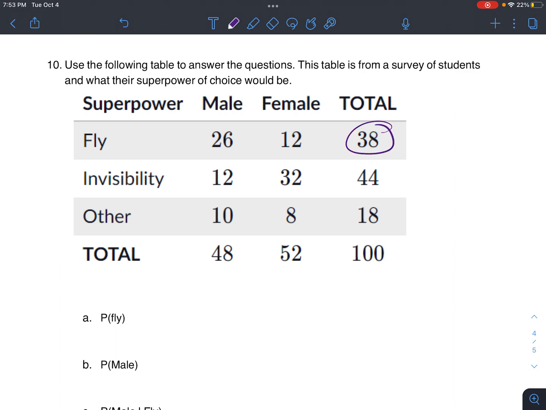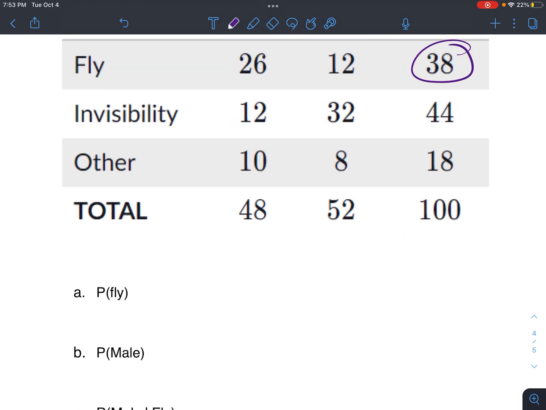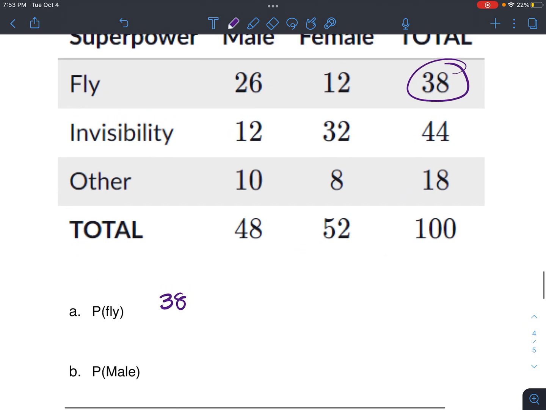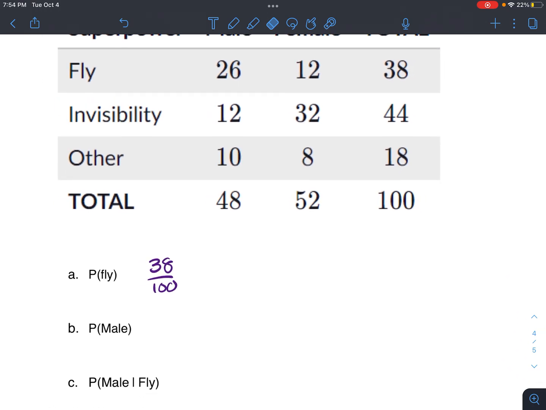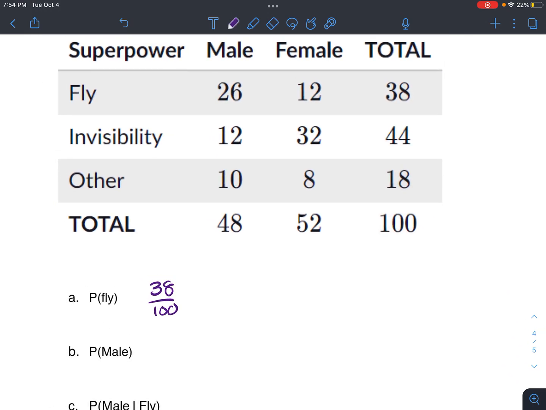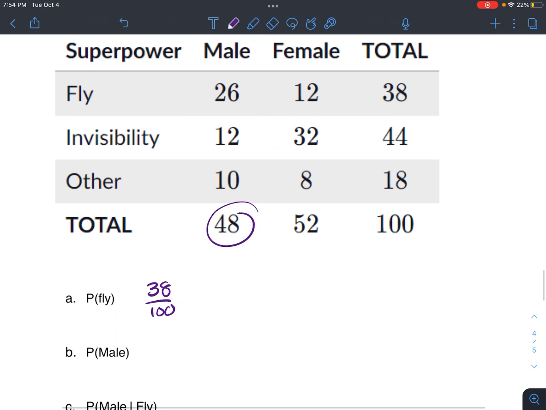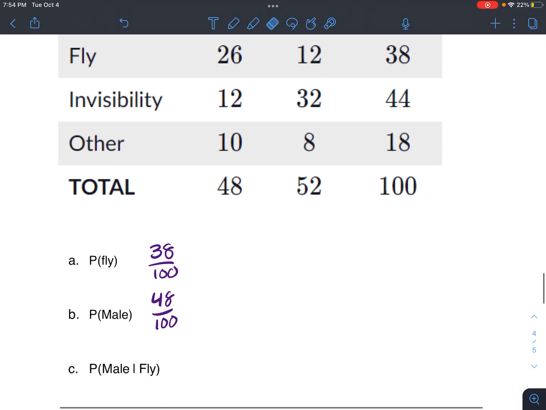So let's go ahead and look at the probability we want to fly. The total people flying is 38 because that's male plus female. So our desired is 38, and our total is 100. So it's just 38 over 100. And like I said, we don't have to simplify for now. Our total number of males, you look at the male column, you could add everything up, or it just gives you the total. So 48 over our total of 100.